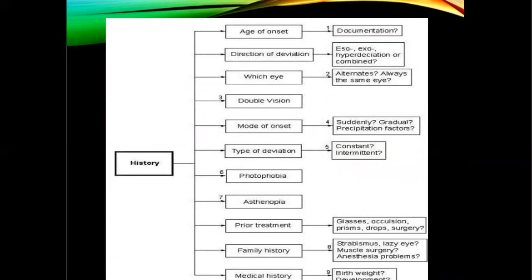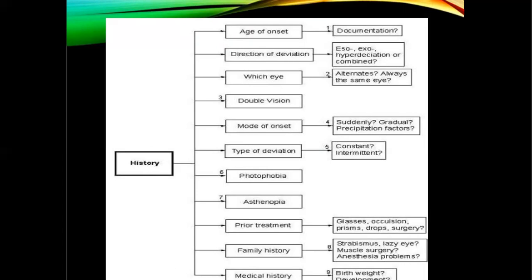We can ask the patient, does the right eye turn, to the right side or to the left side? Whether the patient is having double vision, and how is the mode of onset, whether it is sudden or gradual, and what are the precipitating factors, and what are the types of deviation. Is it constant or intermittent? In initial stages of squint, or in latent squint, the patient may have photophobia or asthenopia, meaning strain on the eyes.